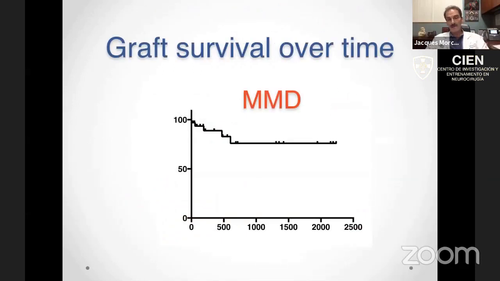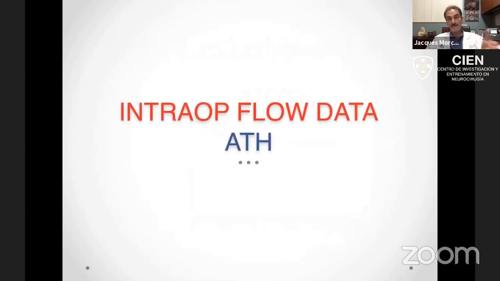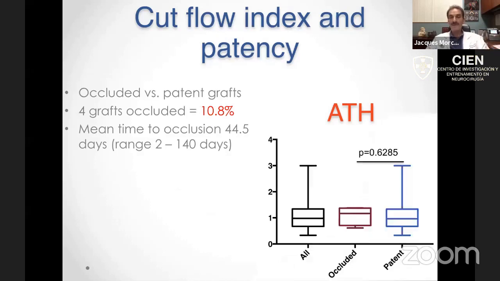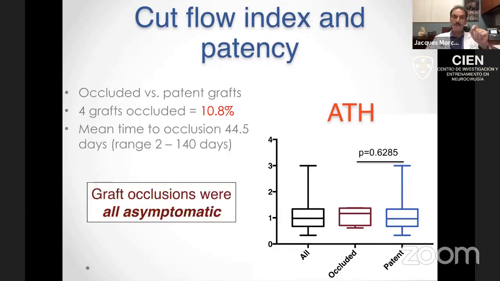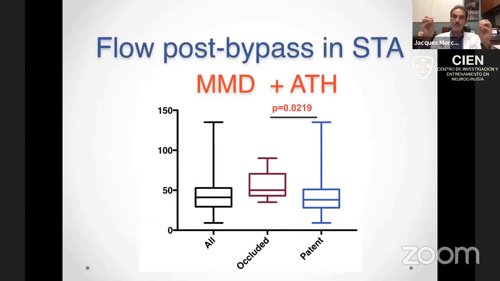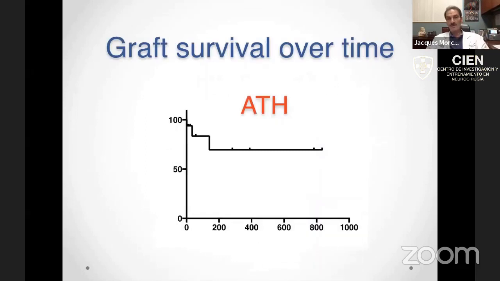Graft survival over time. Here is, again, Kaplan-Meier of my Moyamoya data. Intra-op flow data in the atherosclerotic group, almost identical number, 10% occluded later on. Of the 105 cases we studied, in only 1 out of 105 was I unable to achieve a patent bypass during the surgery. And all of the graft occlusions that occurred delayed in the atherosclerotic group, all of them were asymptomatic. I lumped together the atherosclerotic group and Moyamoya group, and I could not see a correlation or a predictability from cut flow index in predicting who will occlude and who will not occlude. So that was an interesting piece of information.